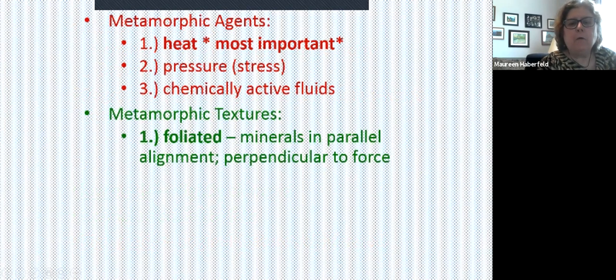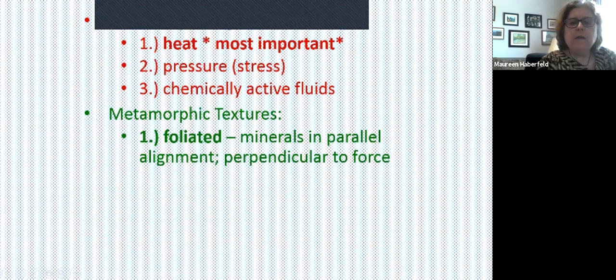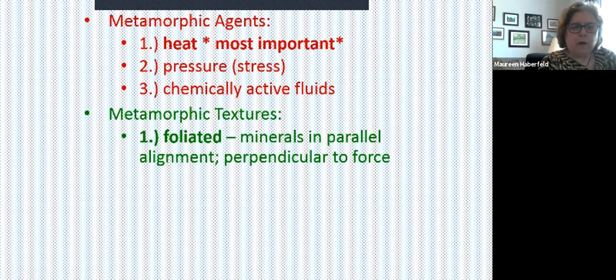The agents of metamorphism, the most important one is heat. I always like to say it cooks or bakes the rocks and recrystallizes the minerals and causes the most change. Also pressure, that's the second most important metamorphic agent. And then chemically active fluids, ion exchange that occurs.